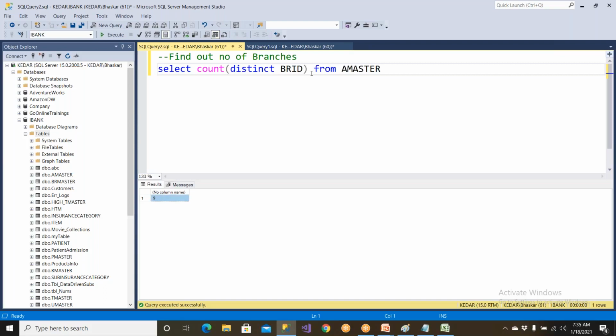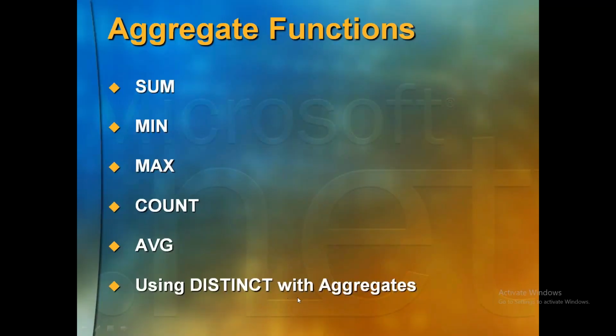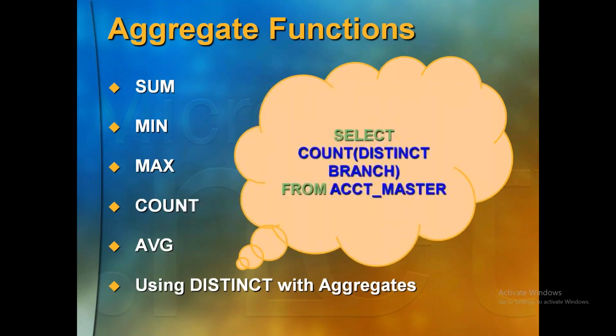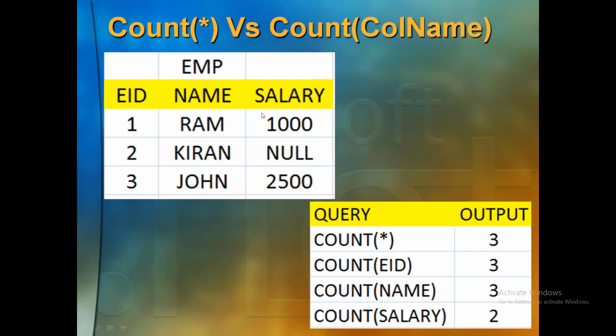So this is the query. Distinct also can be used within the count, as number of branches. Clear? So this is also one more query. We can use distinct with aggregates. How many branches are there in our bank? So we can use select count of distinct branch ID from the account master table. So this is also one more important thing. Distinct is used to eliminate duplicate data at the time of displaying. Clear? So already we know this example, right? Nulls will not get counted.